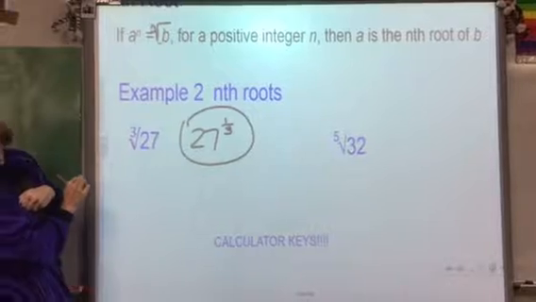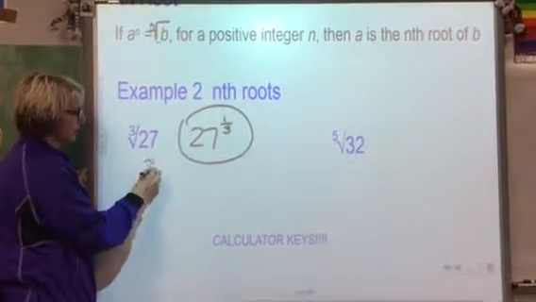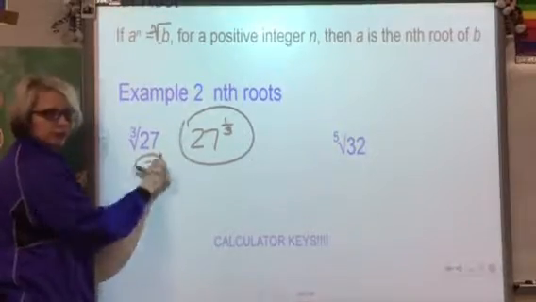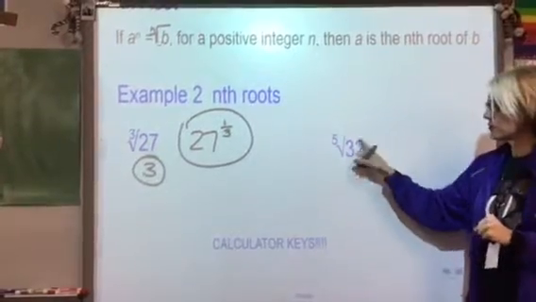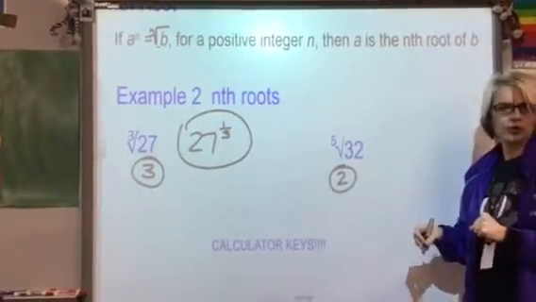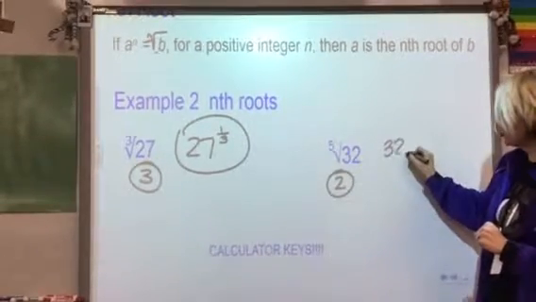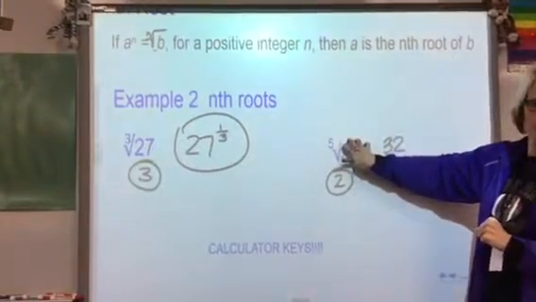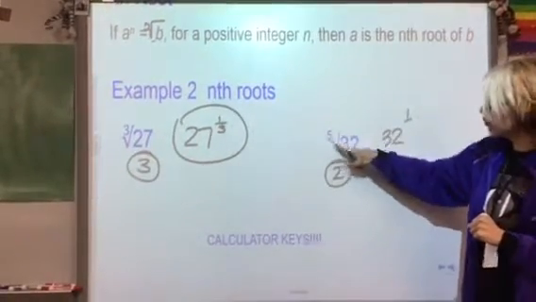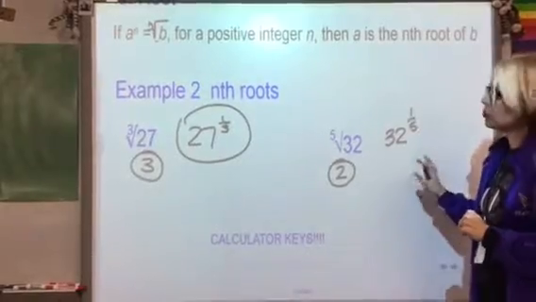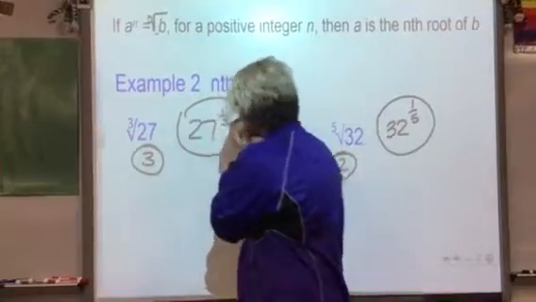Now, could you simplify this out? Absolutely. I believe the cubed root of 27 is 3. You could simplify that out. Fifth root of 32, could you simplify that? Absolutely. I believe you would get 2. Another way to write this, though, is what we want to practice. So this would be 32 to the power of 1, and then the bottom number tells me my root, which is 5. So go ahead and check. You can type it in either way, but you can check those on the calculator.